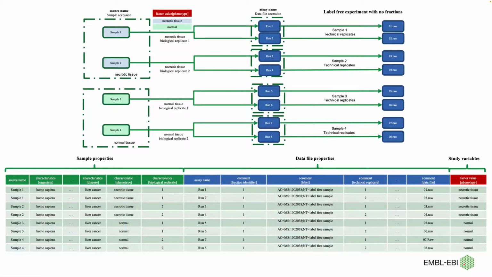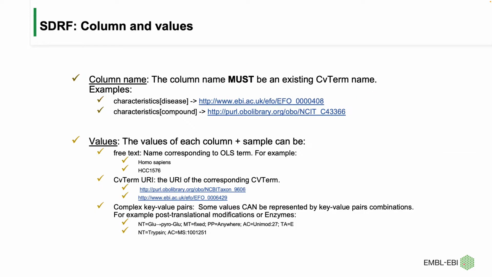Let's go back to this particular example. This necrotic tissue needs to be a term in OLS. You need to go to OLS and try to find the term that really describes your sample for the disease. You can write the term as the name of the term, and that's the simple way to do it. But we have a more complex way of writing the terms, and I will explain with a couple of examples.